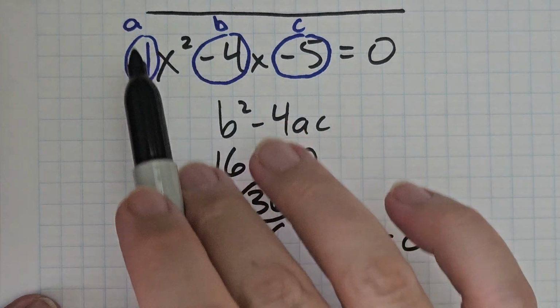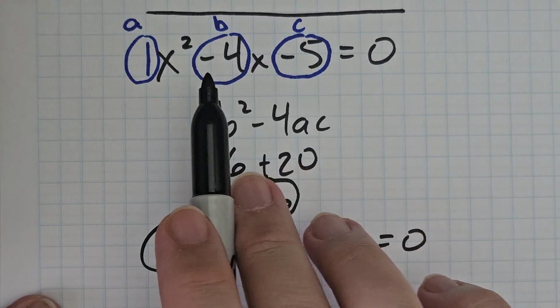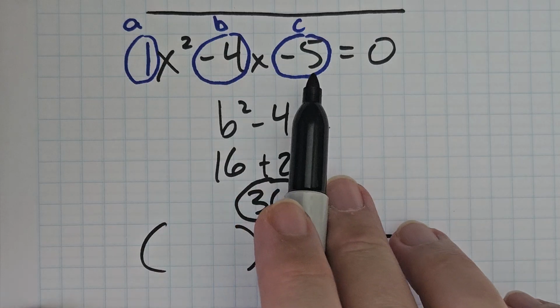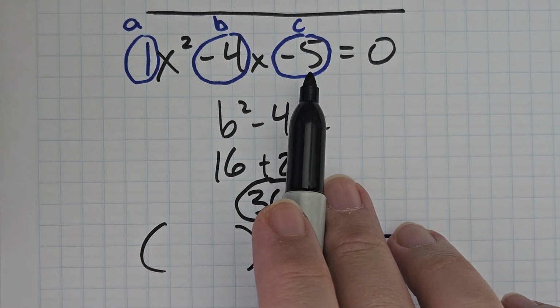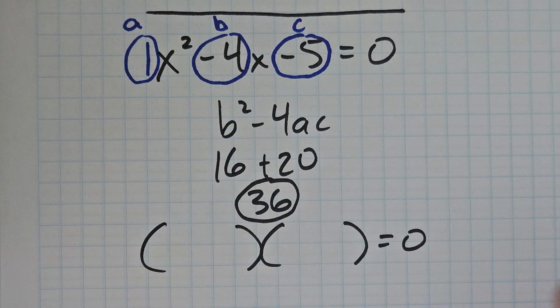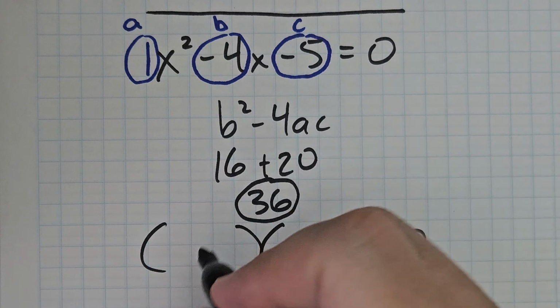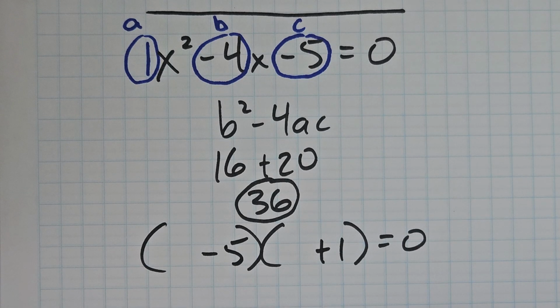And since a is 1, all I have to do is ask myself what factors of c have a sum of b. What factors of c have a sum of b? What two numbers multiply to make -5 but add to make -4? And that would be what? Let me think about that. Oh boy. How about a -5 and a +1? Okay, that took me a while to think about, but that's okay.